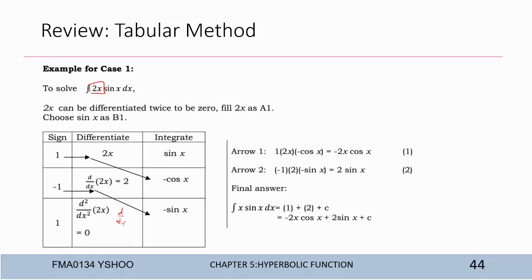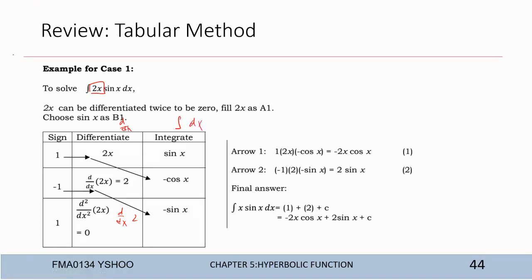We also can write the differentiate of 2 as 0, because we are differentiating from the row before. And then we integrate sine x to become negative cos, integrating negative cos actually gives negative sine. Okay, so remember this one is integrating, this one is differentiating.